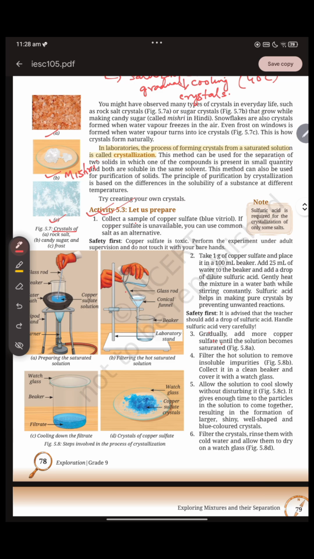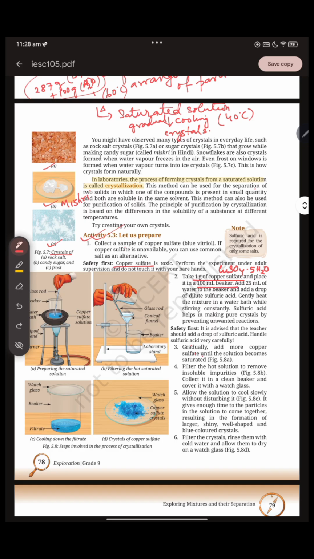First thing here, they are doing crystallization of copper sulphate. So copper sulphate, please do not touch it with your bare hands. Use gloves for the performance. You take 1 gram of copper sulphate, CuSO4. In one of the videos I told you the complete formula is CuSO4.5H2O, and you place it in a 100 ml beaker.